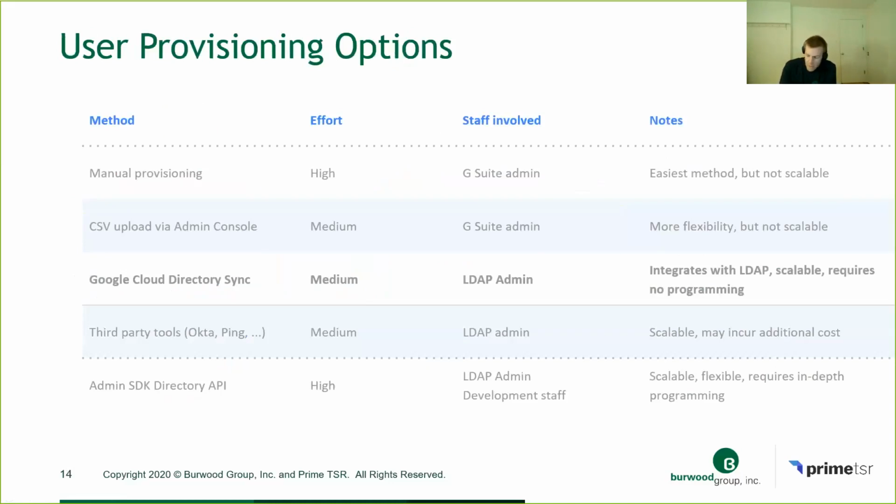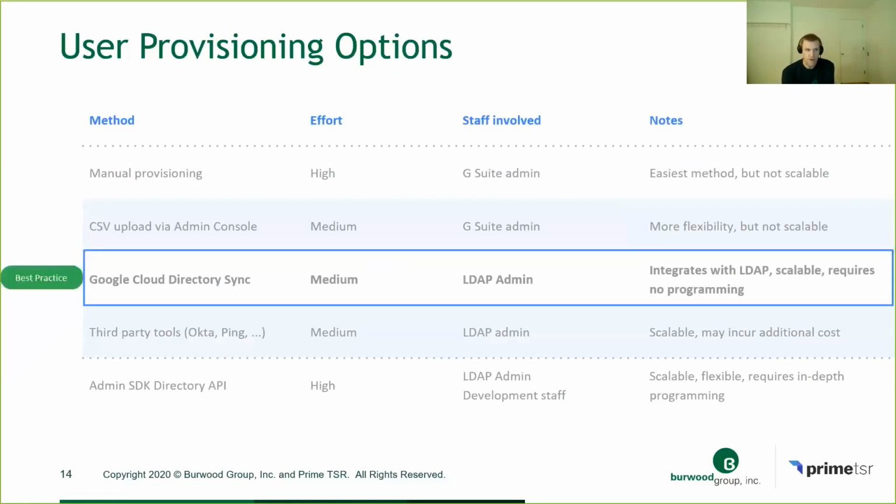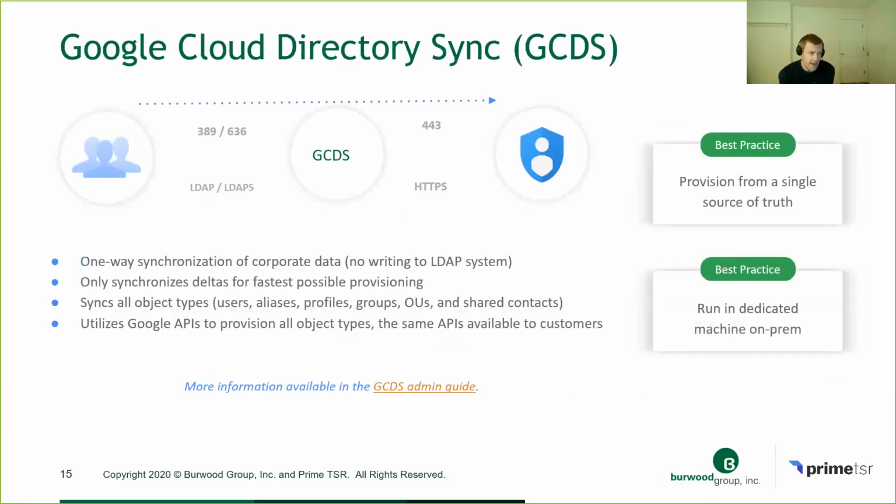The best and most recommended option here, at least from our experience with a couple of dozen Google Cloud customers, is to use Google Cloud Directory Sync. This is an LDAP integration, a one-way synchronization from your LDAP system into Google Cloud Identity. It's best practice as a single source of truth, and it's pretty easy and straightforward to set up. Google recommends running it on a dedicated machine on-premise, like most software companies do.